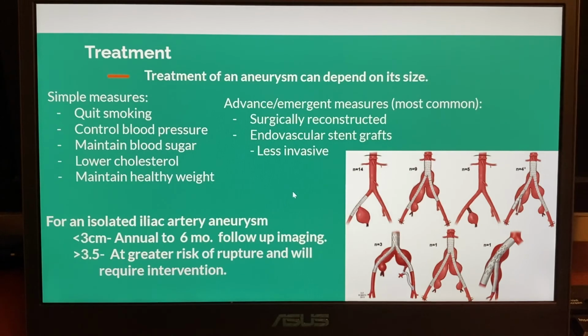If the aneurysm does rupture and they can't get to it fast enough, then they have to do what's called an open procedure, and they have to go in and repair the vessel itself. So it's definitely more invasive for the patient.